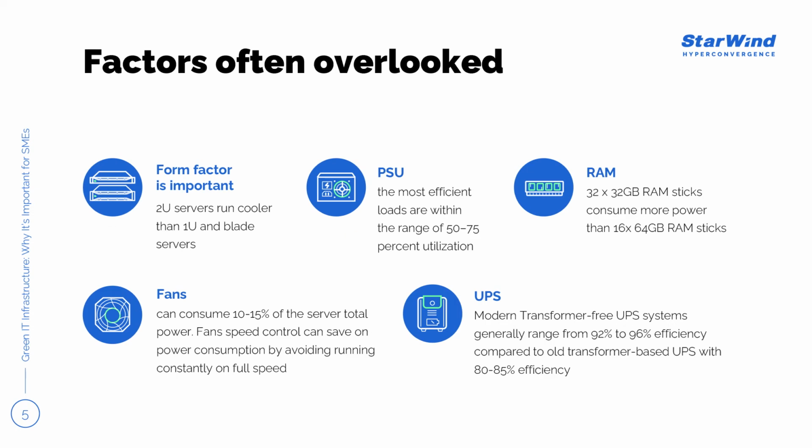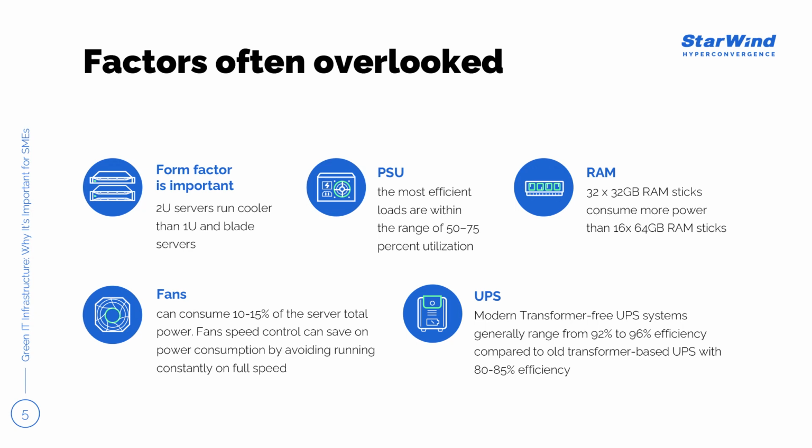Now, proceeding with the less thought about factors, but still quite significant. The first point here is the server form factor. Usually we do not think about the server form factor as something that could reduce power consumption, but in fact it plays a role. The most common form factors we know are 1U, 2U, blade servers and towers. The 1U form factor and blade servers are the most difficult to cool because of the density of the components inside and lack of space for proper airflow.